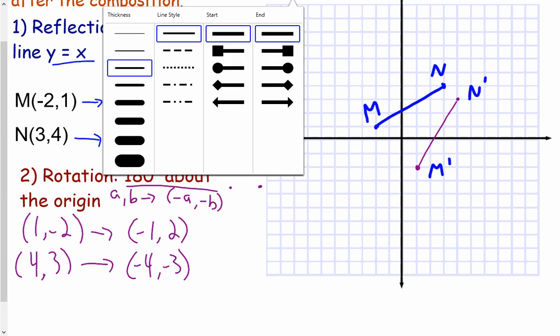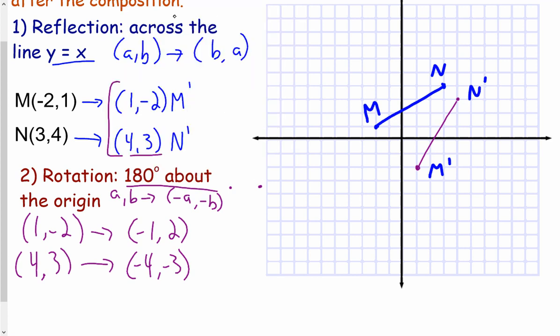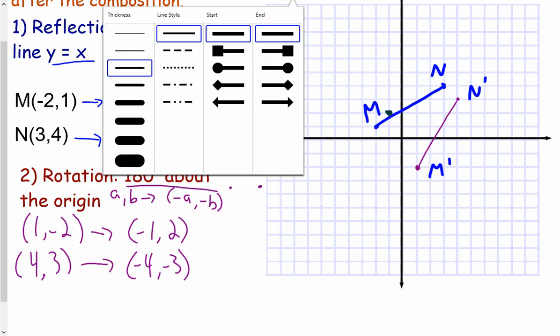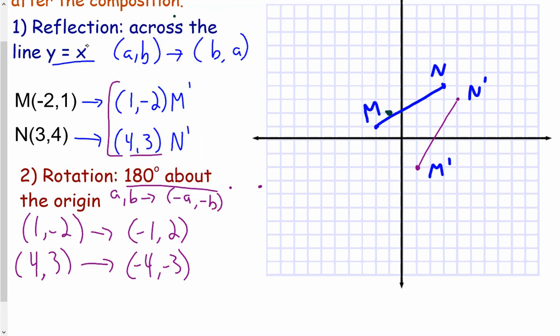So switch it to one more color here. Our third color is going to be -1, 2, back over on that side of the line, and then -4, -3, pardon me. And so our end result is here, we got M double prime, N double prime. There's a little bit of overlap there. As always, if I'm going a little quick on the graphing, feel free to pause the video so you can catch up.